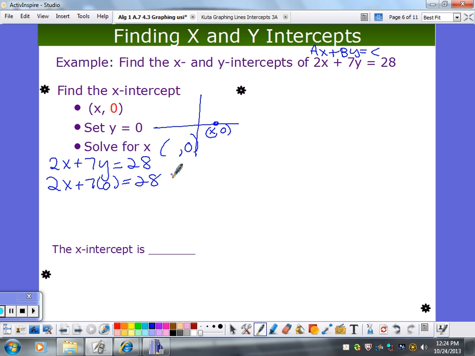What's 7 times 0? Well, 2x plus 0. 2x, right? That whole term kind of disappears, doesn't it? Yeah. Okay. So now solve this for x. Divide both sides by 2. What do I get? 14. So the x value is 14. So what's my x-intercept? 14, 0.